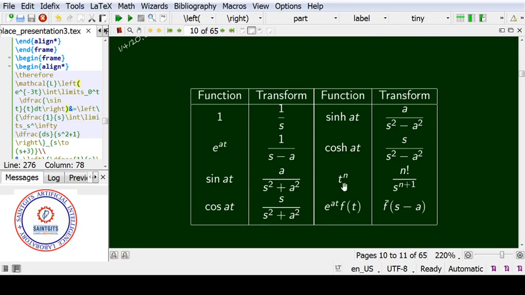Laplace transform of t raised to n is equal to n factorial by s raised to n plus 1. In this case, we assume n is a positive integer. Otherwise, we will use the generalized form of factorial, that is the gamma function. If we multiply f of t by e raised to at, then take the Laplace transform, we get f bar of s minus a. That means we simply replace s by s minus a in f bar of s, the transform of f of t.